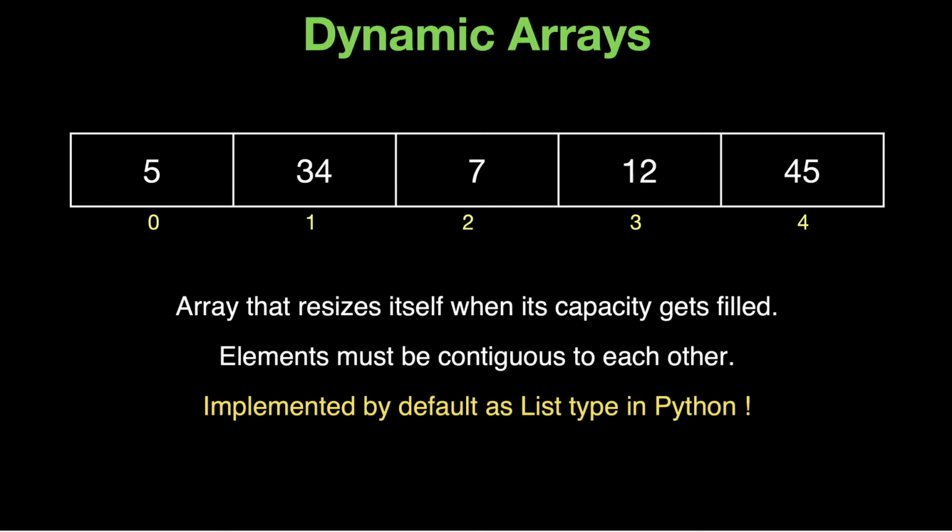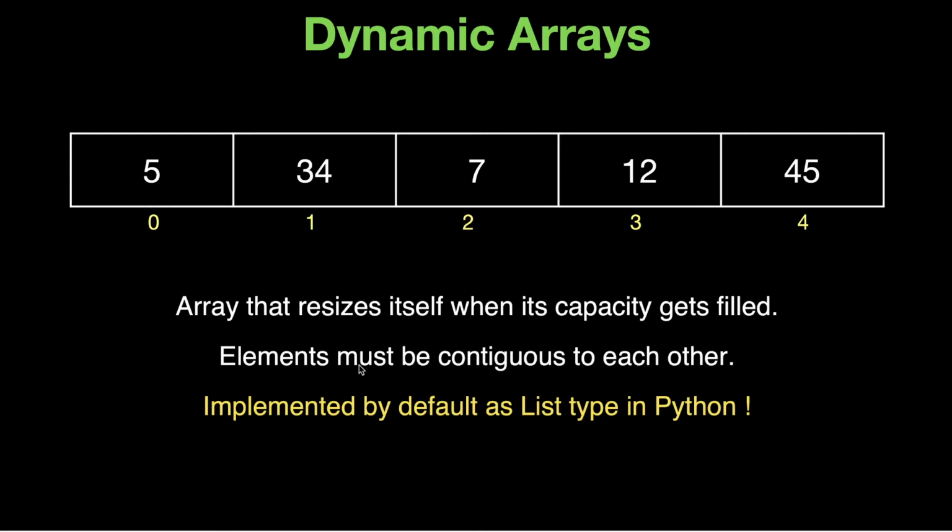They have arrays, right? But dynamic arrays are a special type of array that resize themselves when their capacity gets filled. So if it was a static array, suppose I had a static array of 5 elements and my array was full, and then I want to add another item, I could not add another item, right? Because my array is full. But a dynamic array is a special array. When we try to add an element, the array itself is resized to a new size to be capable of containing the new element.